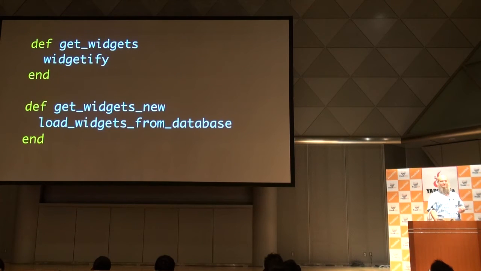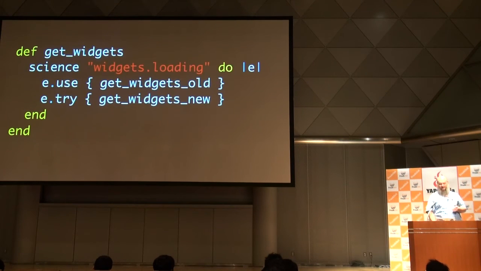How could we flip the switch to see if this works? Widgets used to come, say, from a text file. Now they come from a database. It's a dramatic change, and it's not safe to make. What Science does is lets us run an experiment. In this case, we created an experiment called widgets.loading, and we told the experiment to use the old getWidgets method, but also, alongside it, to try the new getWidgets method.